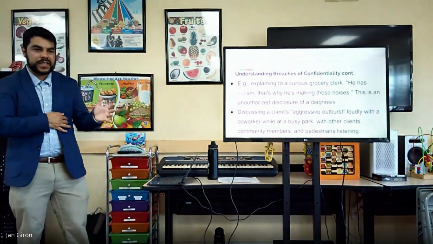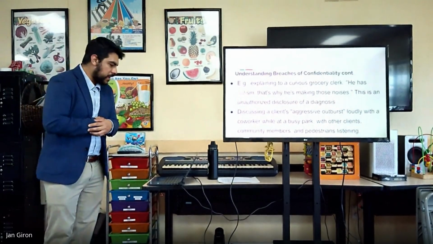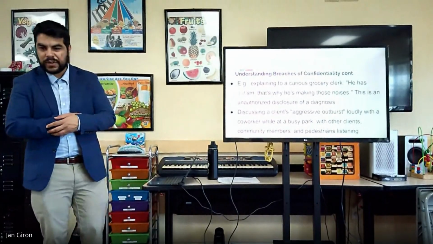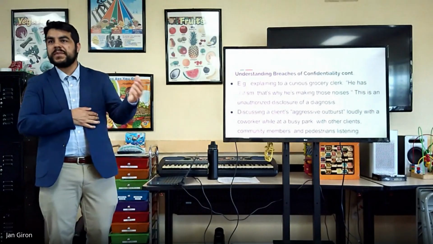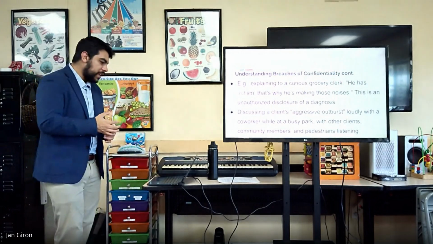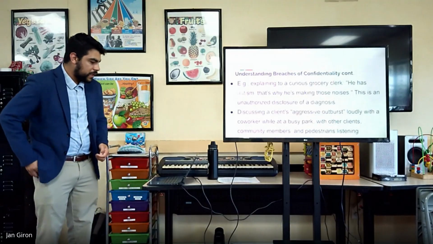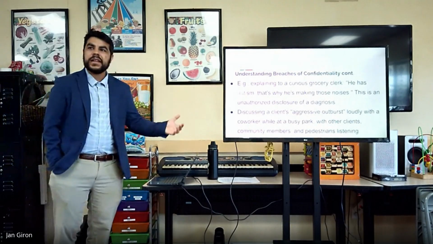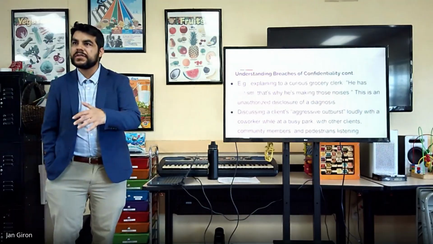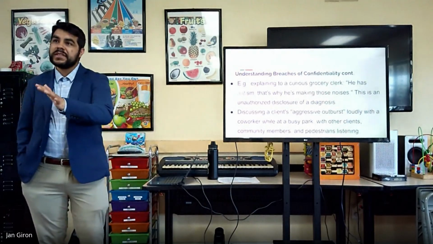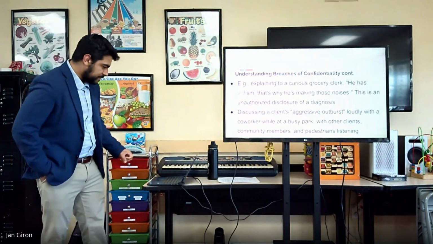So this would be some concrete examples of what breaching confidentiality would look like. Let's say you're at the grocery store and you tell a clerk about a client's diagnosis, which explains why they're acting the way they do. There's no reason for them to know the client's diagnosis. The same thing goes for talking about clients' harmful behaviors out in the open, not just with other clients or peers present, but pedestrians and bystanders. There's no reason they should be able to know or hear that.